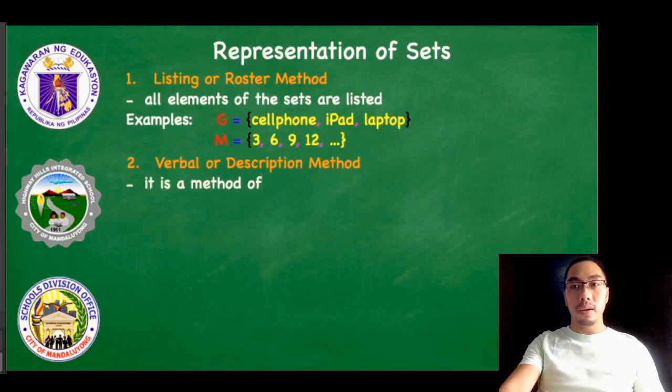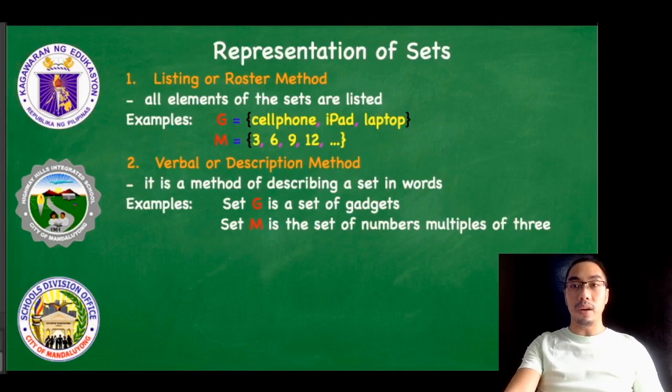Now another way of representing set is the verbal or description method. So it is a method of describing a set in words. Okay. So set G is a set of gadgets. The second set, we can describe it as set M is the set of numbers that are multiples of 3.